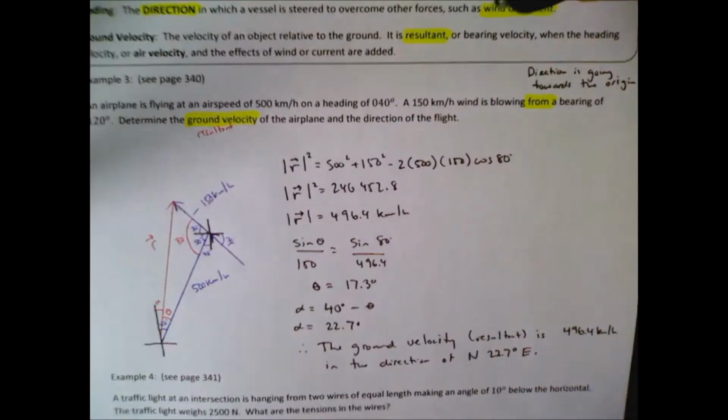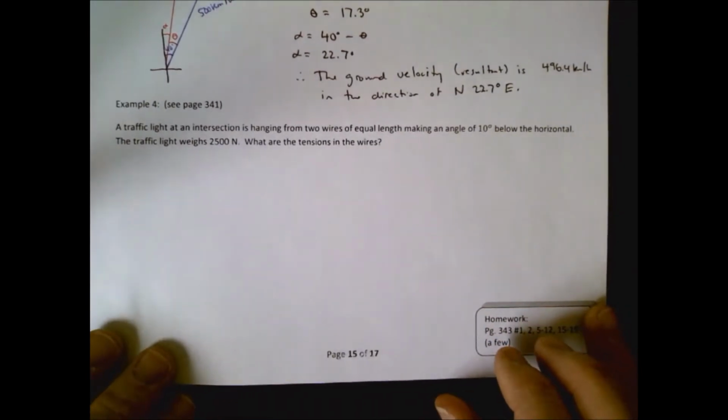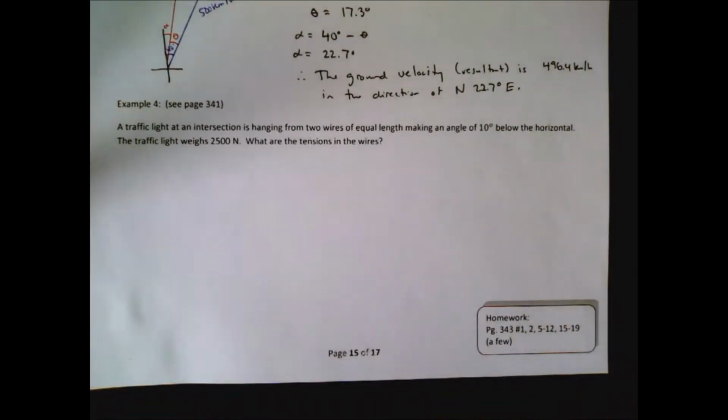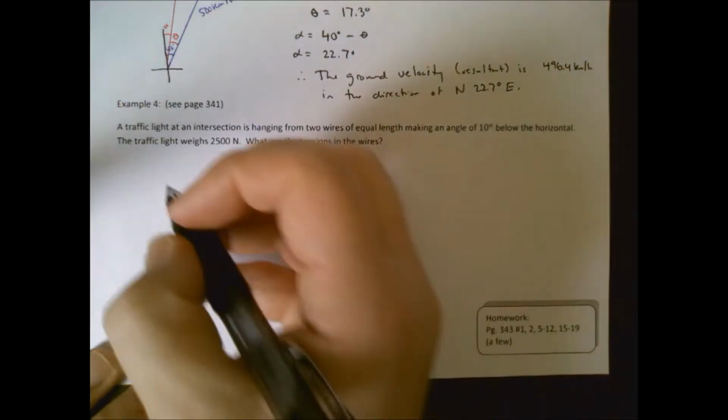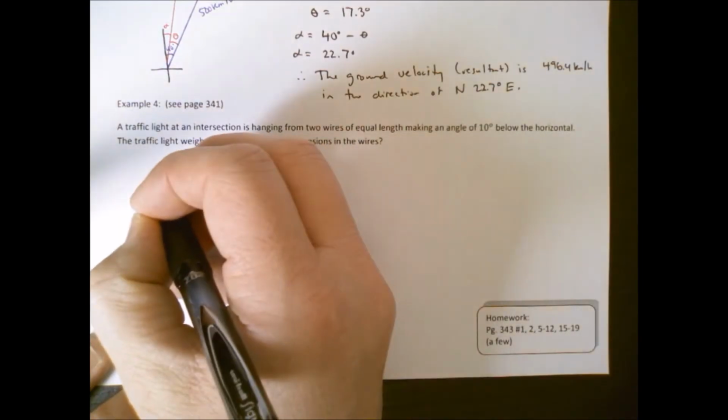Alright, last example. A traffic light at an intersection is hanging with two wires of equal length, making an angle 10 degrees below the horizontal. The traffic light weighs 2,500 newtons. What's the tension on each wire? So I need a diagram here. I'm going to start with my horizontal because it says the wires are hanging below the horizontal. So here's my horizontal.